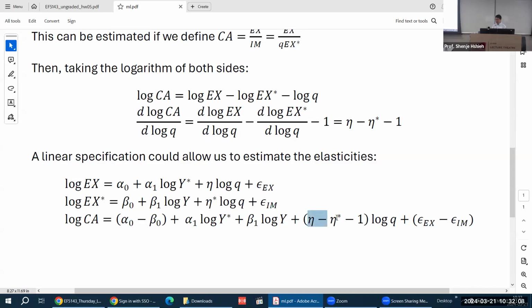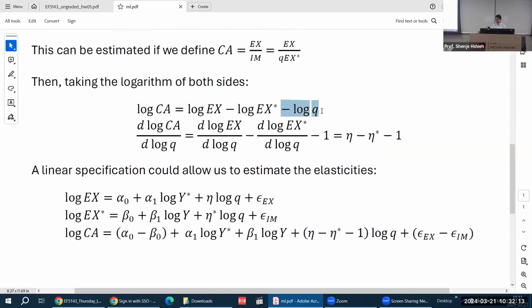And then eta minus eta star minus 1, it's minus 1 because of this minus Q here. So just log ex, which is this one, log ex star, which is this one, minus Q, which is this minus 1 here. You can estimate this coefficient using standard ordinary least squares, assuming your time series assumptions are satisfied. Okay. Yeah, so it's quite easy, right?